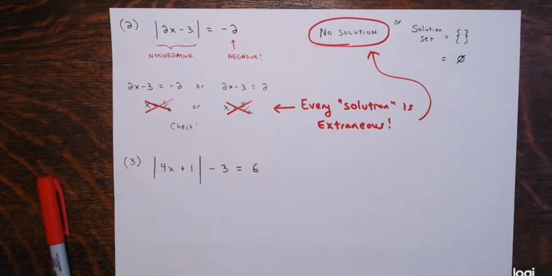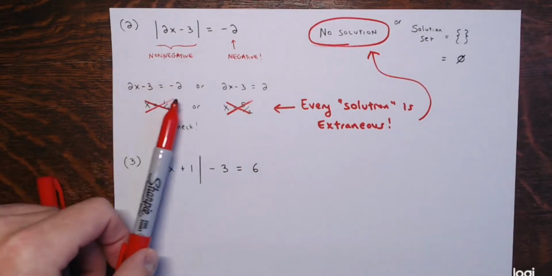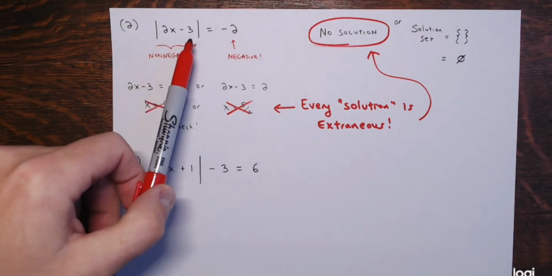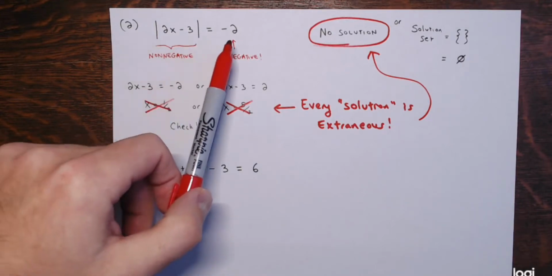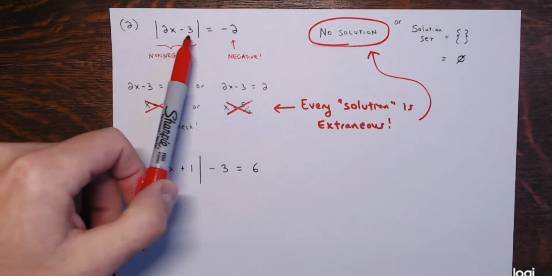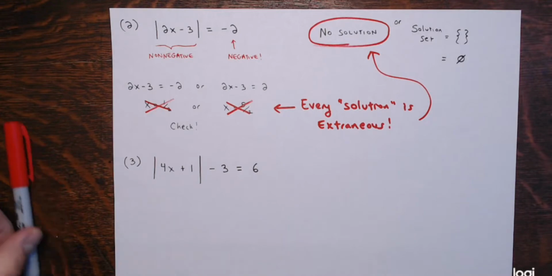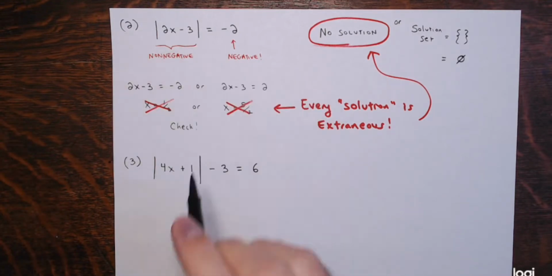Now, obviously, I would want to avoid all this work. Just recognize that, hey, the left side's an absolute value. That can't be negative. But the right side's negative. So this can't happen. There's nothing I can plug in for x. There's no solution to this equation. I'm hoping you recognize that first before doing all this work.